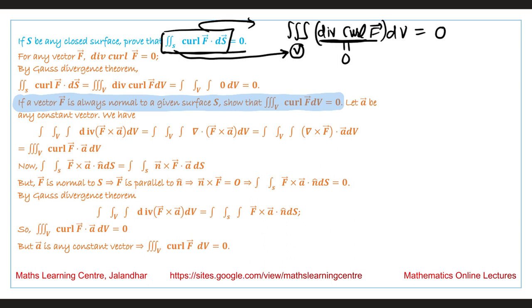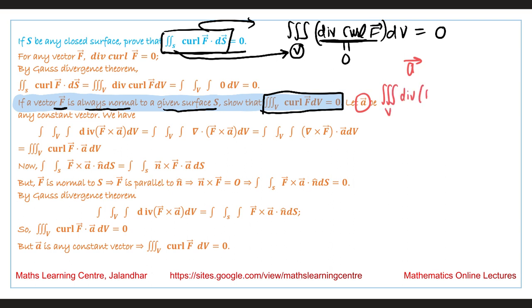Next we have: if f vector is always normal to a given surface S, we have to show that the value of the triple integral of curl of f vector dV is equal to 0. Now let us suppose that a vector is any constant vector. Then we have the triple integral over V of divergence of f vector cross a vector dV.